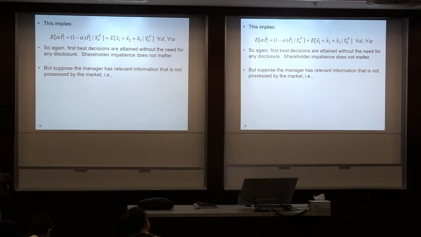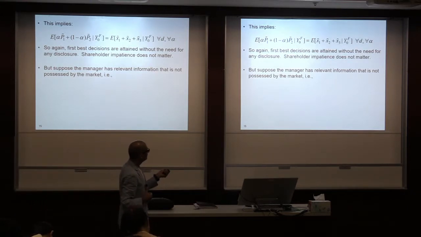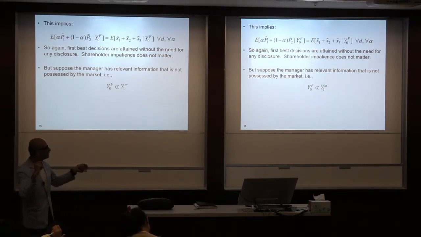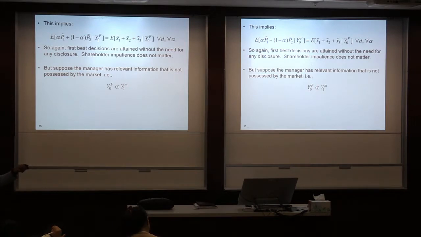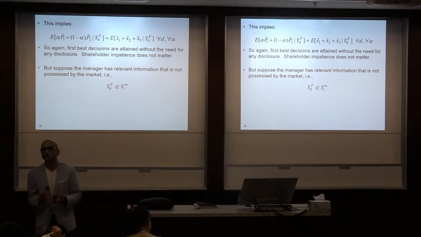But of course, now let me bring in the most important assumption. The market may not have the information of the firm at date 1. In other words, the manager has relevant information that is not possessed by the market. That's the sufficient condition 1 I talked about a few slides earlier. So even at date 1, the market doesn't have the information the manager had at date 0. Why is that? We'll go to specific settings after this, and I'll show you why that might be the case. It could be that it's soft information that cannot be credibly disclosed.